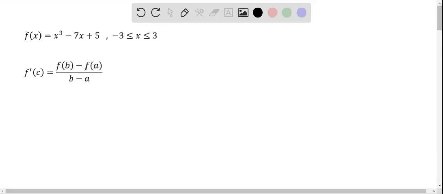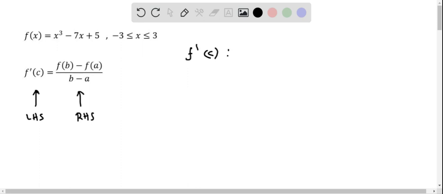So in this question, to determine the value of C which satisfies this condition, we have to evaluate these two expressions, that is the f prime of C on the left side expression and this expression on the right side, that is f of b minus f of a divided by b minus a. So first let me evaluate the left side expression, which is f prime of C.